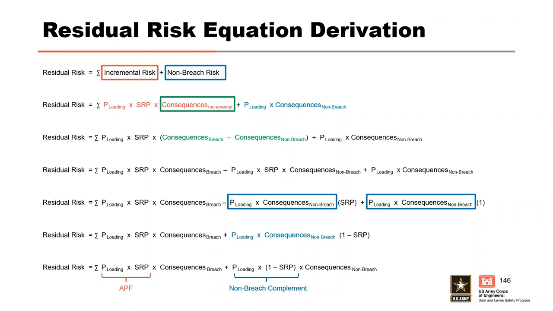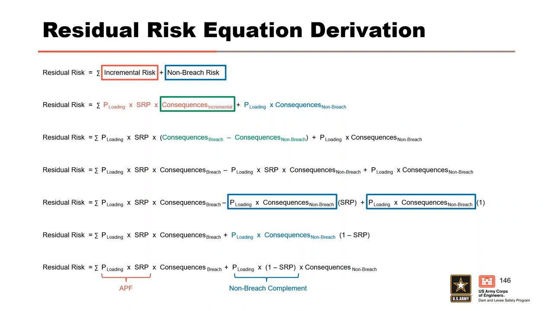Splitting these terms out, the incremental risk is equal to the probability of the loading times the system response and the incremental consequences, as shown in red. And the non-breach risk is equal to the probability of the loading times the non-breach consequences. The incremental consequences are equal to the breach consequences minus the non-breach consequences, as shown in green. Expanding the terms by multiplying it all out gives me the next line. I can then factor out the probability of the loading times the non-breach consequences from the last two terms.